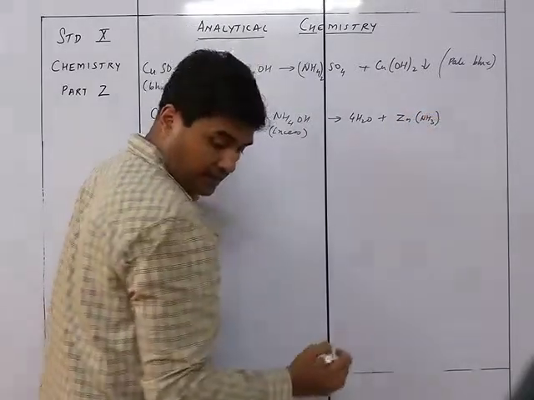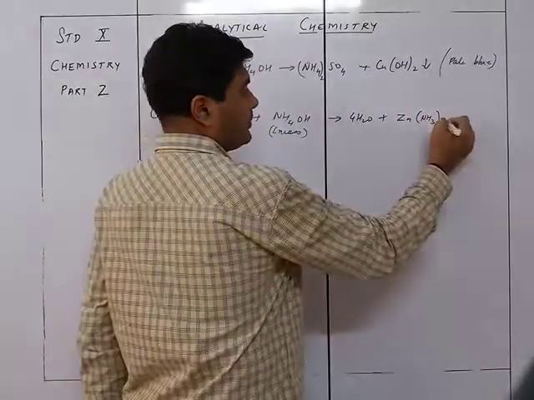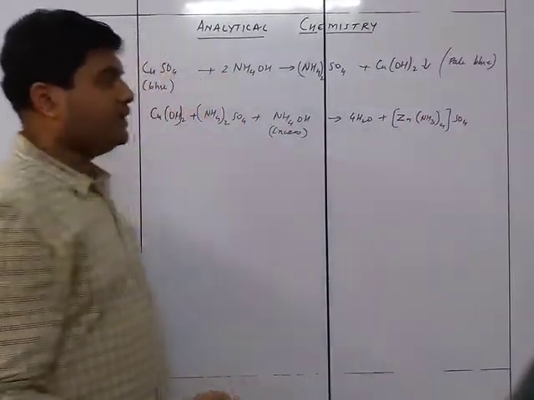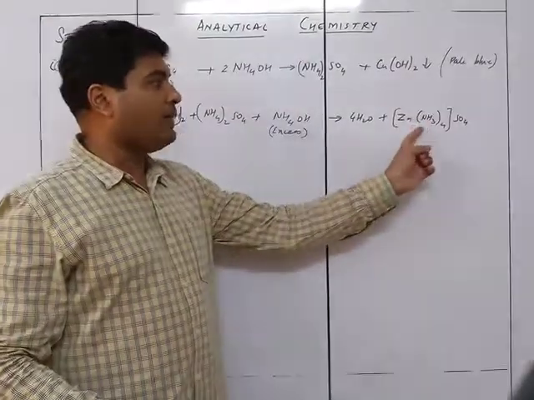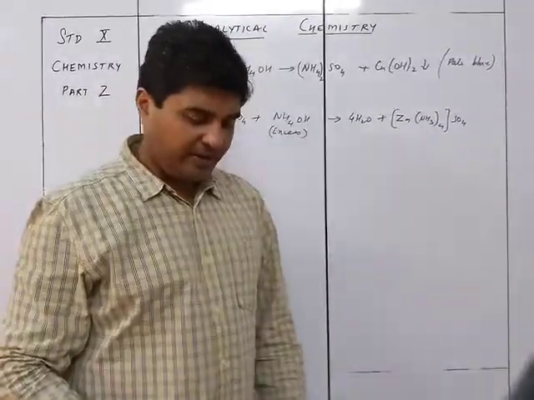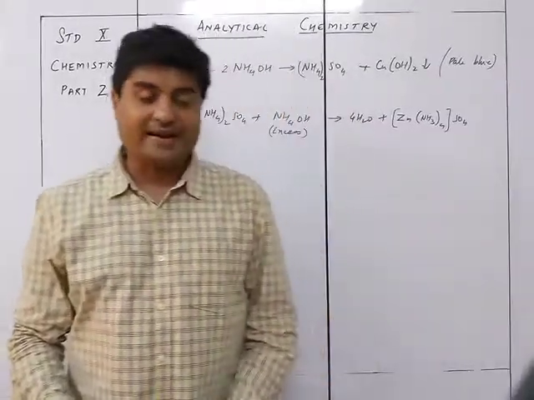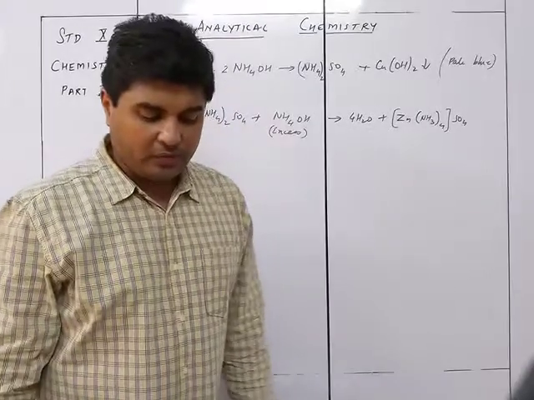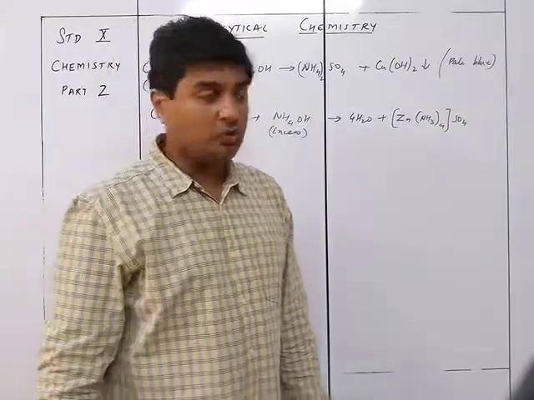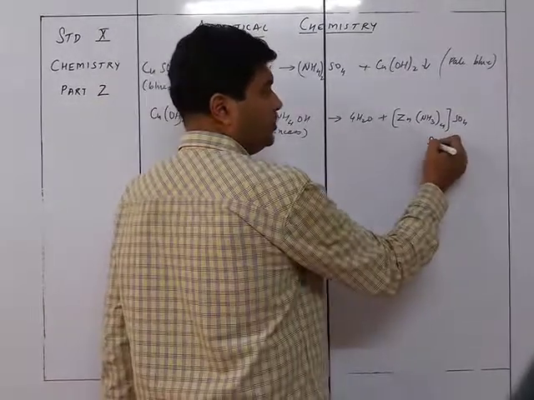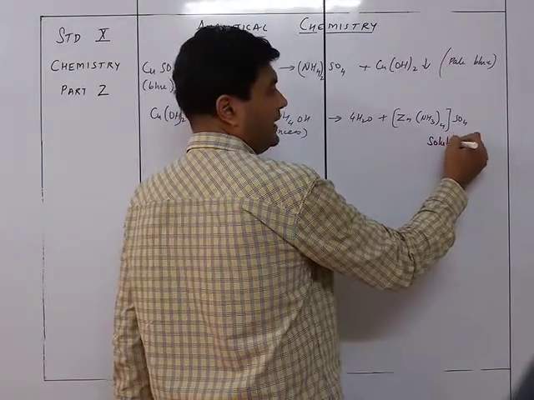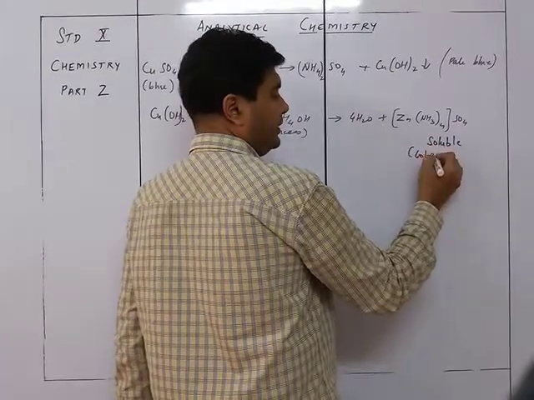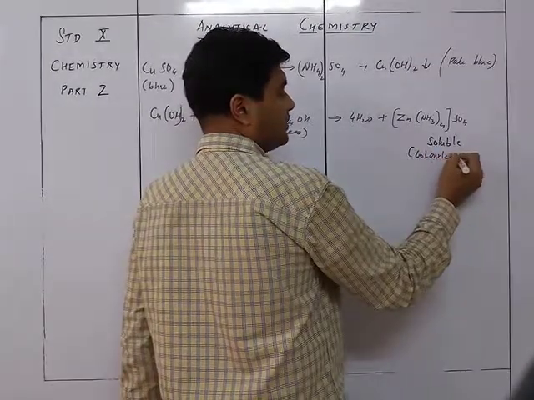So it gives me tetraamine zinc sulfate. What it gives me is a complex salt which is a tetraamine zinc sulfate. Now tetraamine zinc sulfate is going to give you a colorless solution because it is soluble in nature. So this is soluble, and hence it gives you a colorless solution.